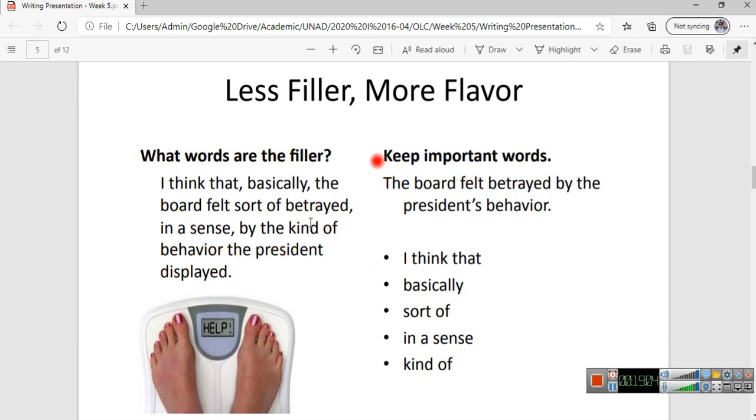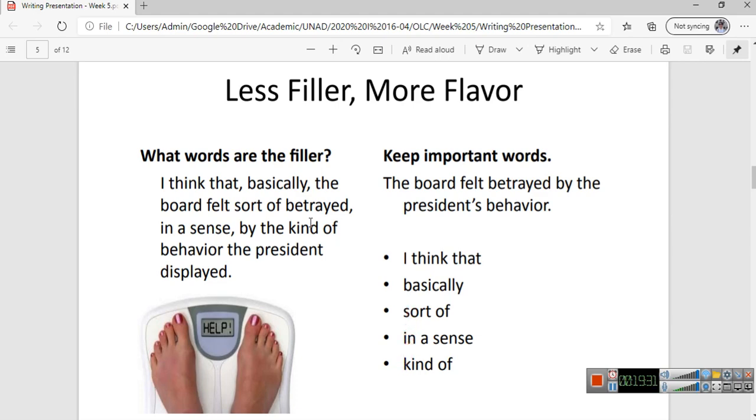And keep important words. It's right here. The only important words of this sentence are right here. The board felt betrayed by the president's behavior. That, in conclusion, means let's stop using these fillers: I think that, basically, sort of, in a sense, kind of.